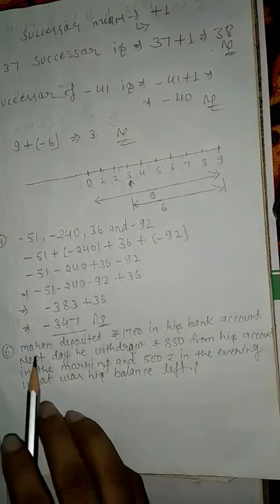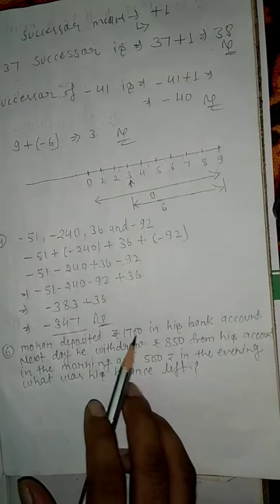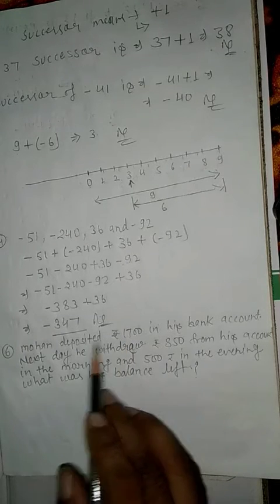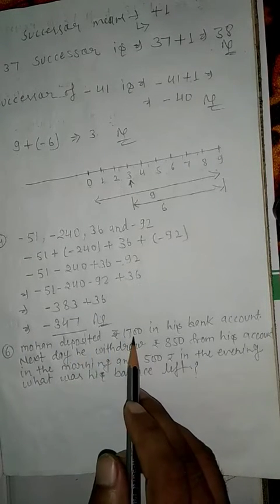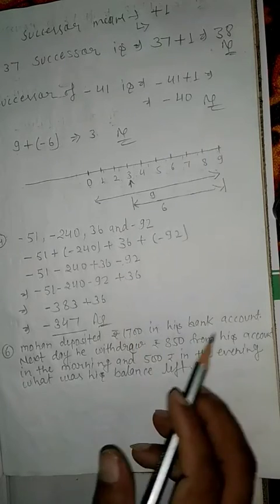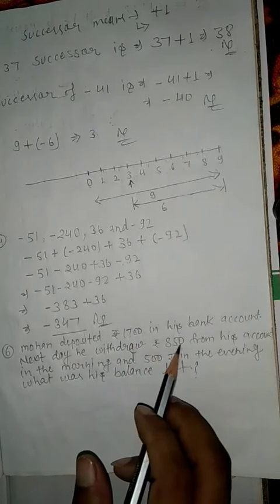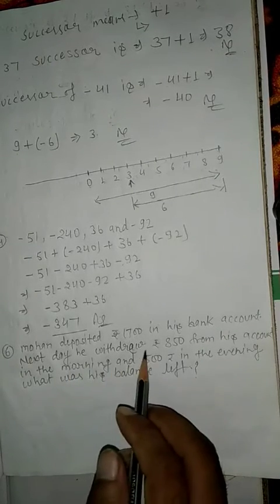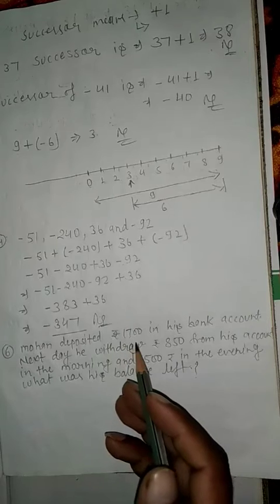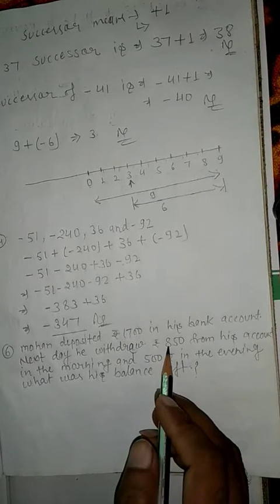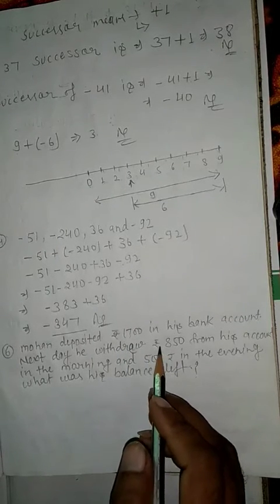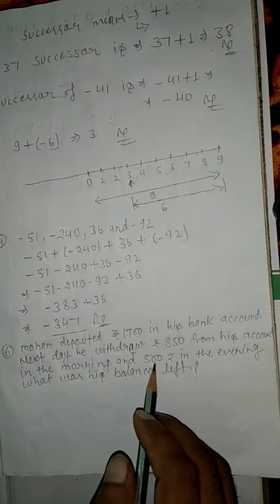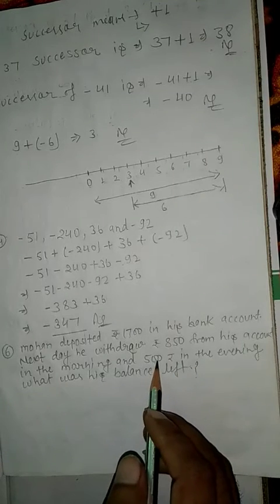Now the next question. Mohan deposits rupees 1700 in his bank account. This is a positive value because Mohan deposits. Deposit means positive value. Then the next day he withdraws rupees 815 from his account in the morning. Withdraw means subtract, a negative value. And he also withdraws 500 in the evening, which is also a negative value.